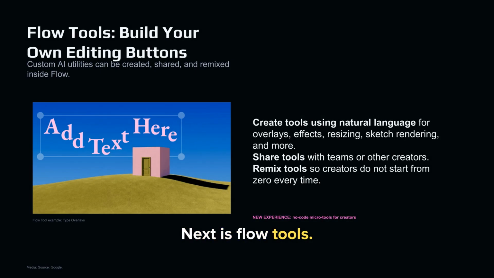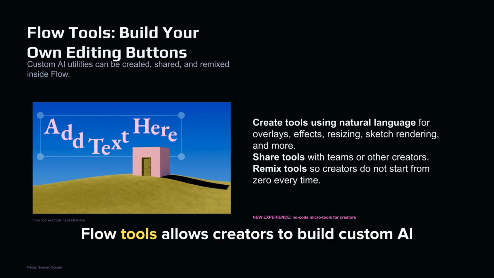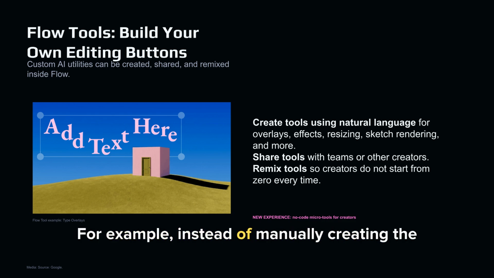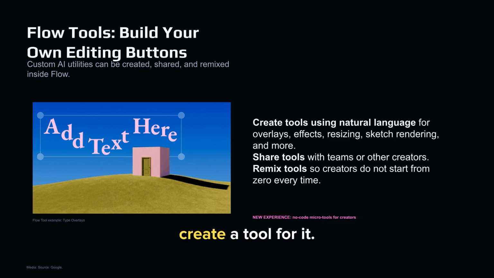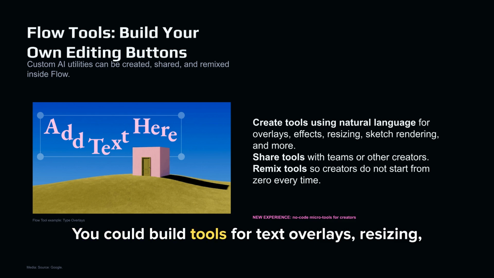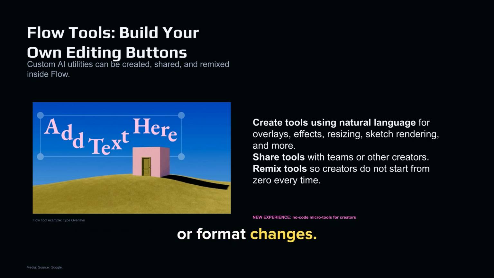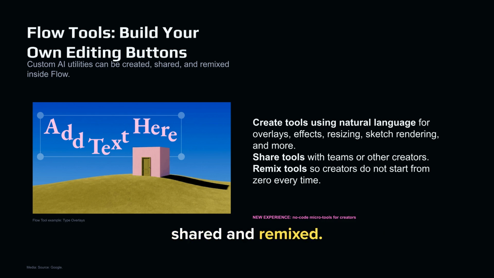Next is Flow Tools. This is one of the most interesting parts of the platform. Flow Tools allows creators to build custom AI utilities using natural language. For example, instead of manually creating the same overlay effect again and again, you could create a tool for it. You could build tools for text overlays, resizing, visual effects, sketch rendering, repeated edits, or format changes. And the best part is that these tools can be shared and remixed.